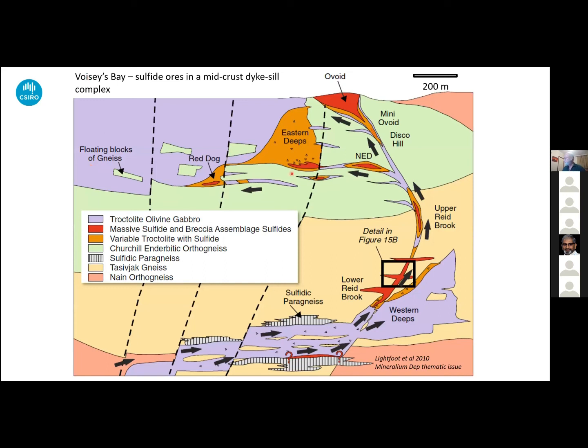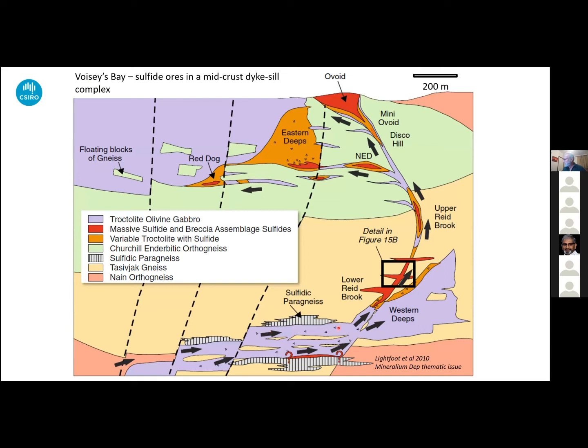Now I'm going to show you a cross section, or sort of a composite long section, of the Voisey's Bay system, published by Peter Lightfoot a long time ago. And I'm not going to dwell on it at all. I don't really want to talk about any of the details.